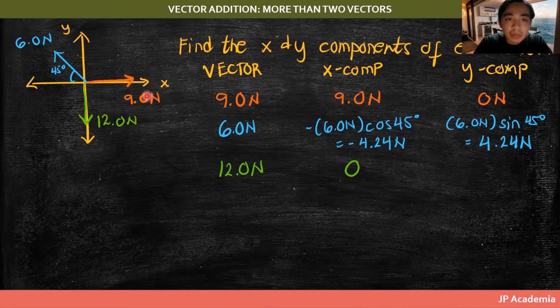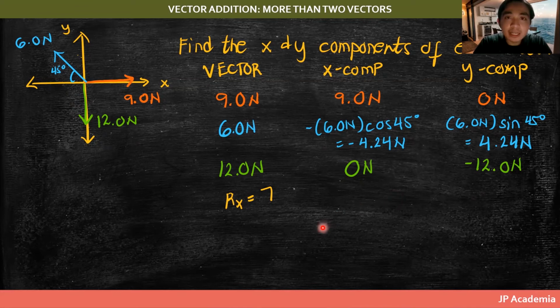Okay. Next, we have the third vector, 12 newtons. This is purely along the vertical kasi nga nasa y-axis siya or negative y-axis siya. So therefore, wala talagang x component to. This is 0 for the x component. Then, for the y component, negative 12 newtons kasi nga nasa negative y direction ka. Or pwede mong gawin 12 times sine 270. So, makakuha ka lang din dyan ng negative 1. And therefore, you have negative 12.0 newtons.